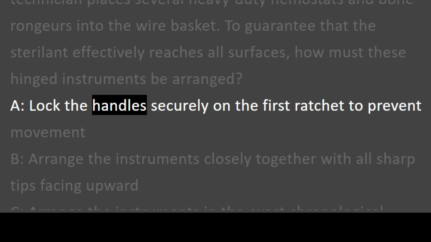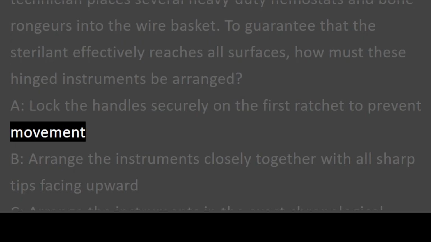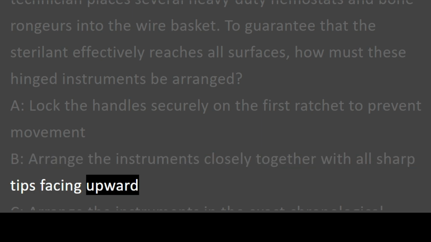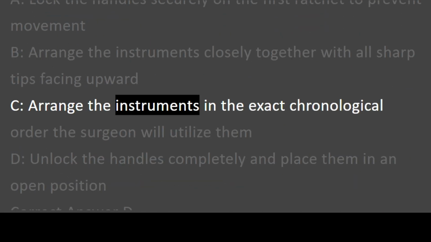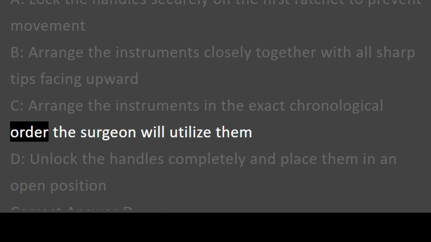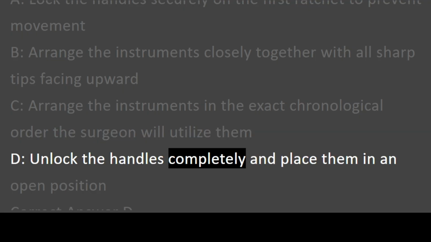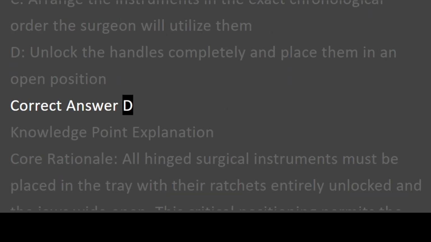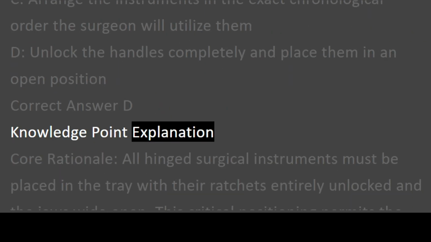A. Lock the handles securely on the first ratchet to prevent movement. B. Arrange the instruments closely together with all sharp tips facing upward. C. Arrange the instruments in the exact chronological order the surgeon will utilize them. D. Unlock the handles completely and place them in an open position. Correct answer: D. Knowledge point explanation.